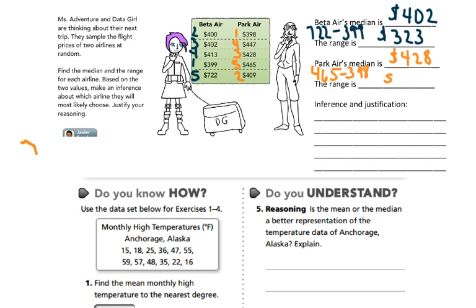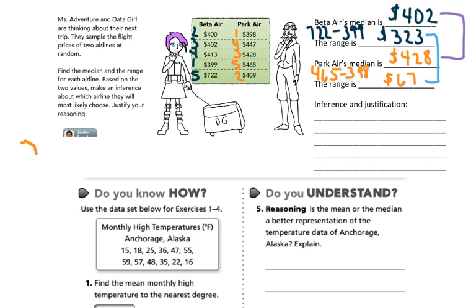And that's $67. So based on their information that they gathered, which airline would they choose and why? So if you look at the medians, they are pretty close together. So not a huge difference there, about $26, not a big deal. But if you look at their ranges, that's a huge difference. So I would go with Park Air.